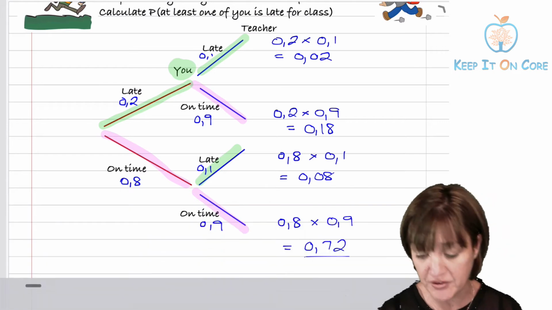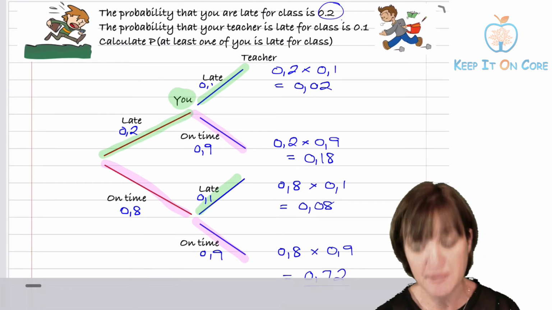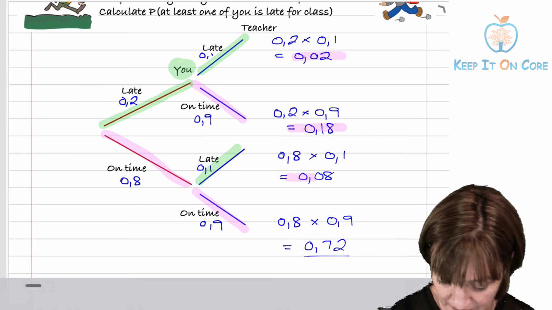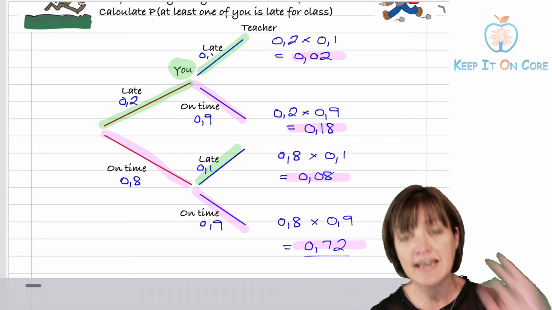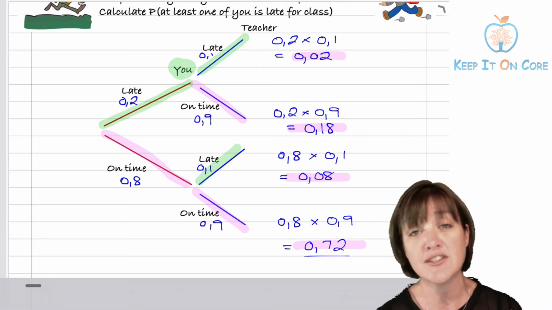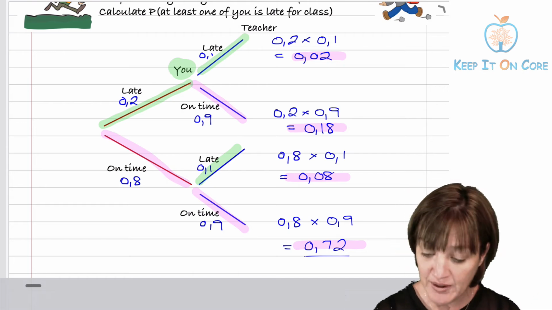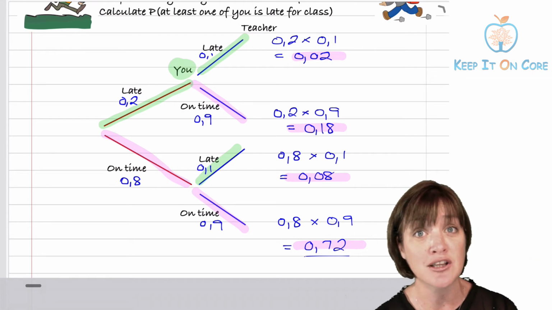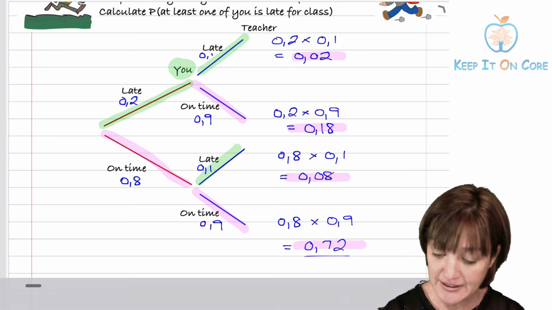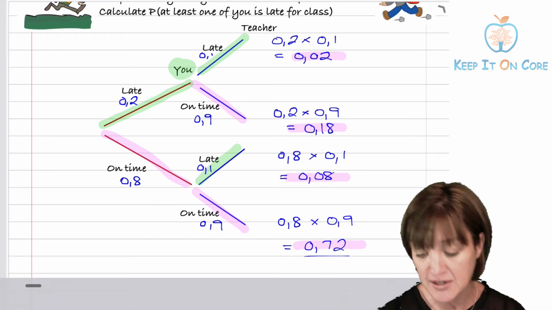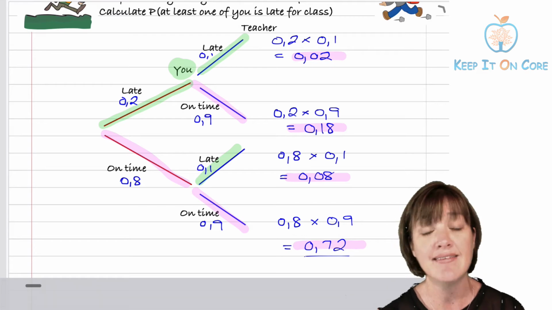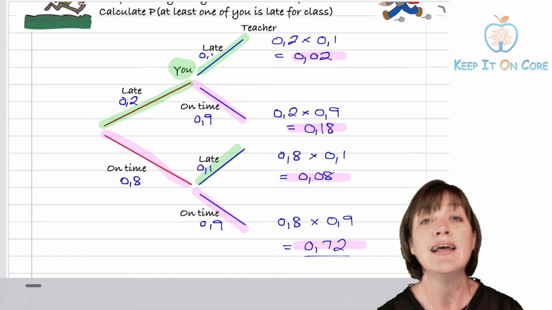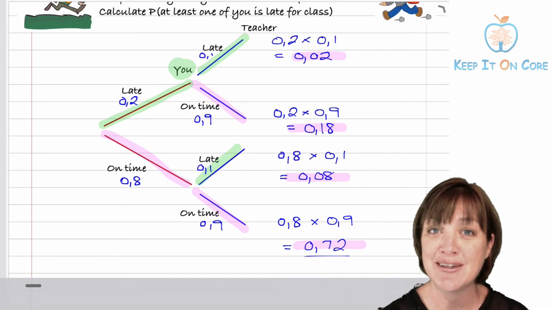Something to check when you're doing a tree diagram. Once you have got the solution or the probability for each one of those scenarios, you must add them up. Because remember, the idea is that there is a definite 100% chance of one of those scenarios occurring. So therefore, the sum of all of those probabilities should add up to a total of 1. And if you take out your calculator and you add 0.02 plus 0.18 plus 0.08 and 0.72, you will find that that actually gives you a total of 1 whole. And that just helps you to double check that you're on the right track.